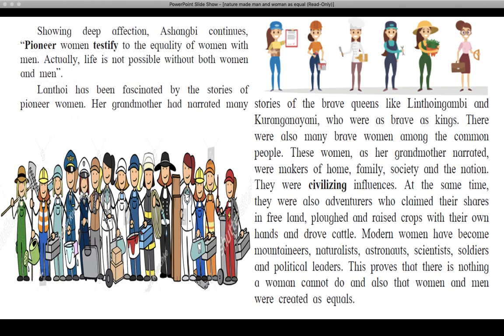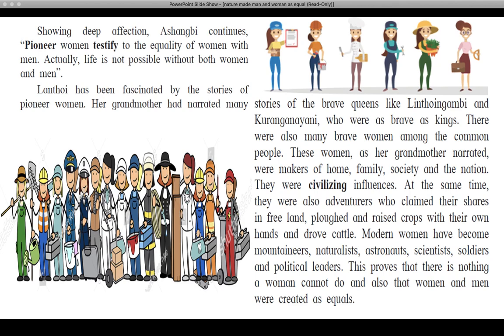Showing deep affection, Ashangbi continues. Pioneer women testify to the equality of women with men. Actually, life is not possible without both women and men. Lanthoi has been fascinated by the stories of pioneer women.